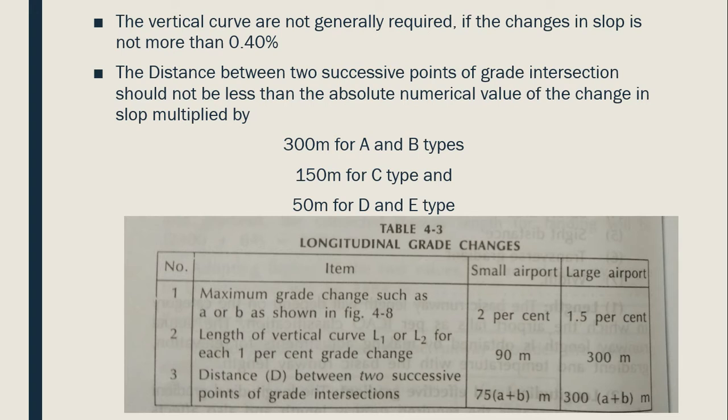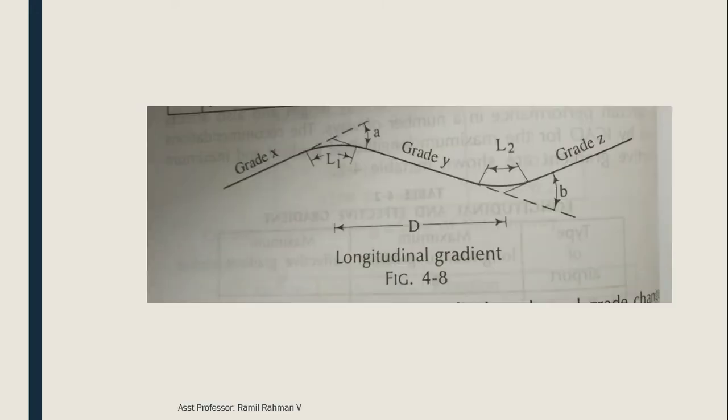For a small airport it will be 2%, and for a larger airport it will be 1.5%. The length of the vertical curve L1 or L2 for each 1% gradient change will be 90 meters and 300 meters. And the distance D between the two successive points of a grade intersection will be 75 into A plus B meters for a small airport, and 300 into A plus B meters for a large airport. And this is the longitudinal gradient. It will be cleared while doing an example or problem related to it.